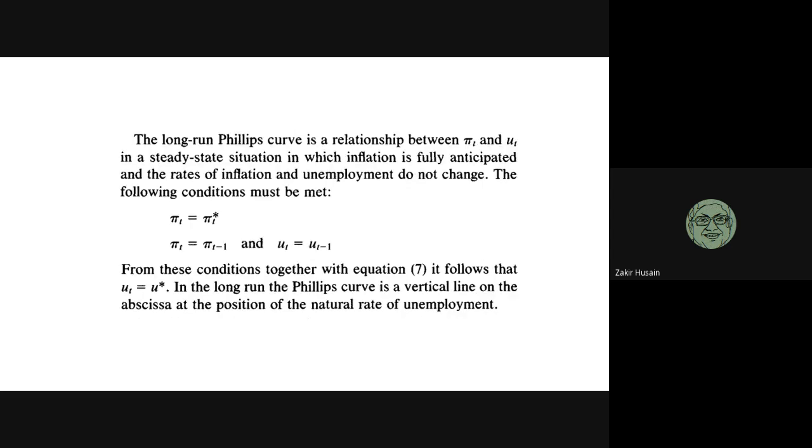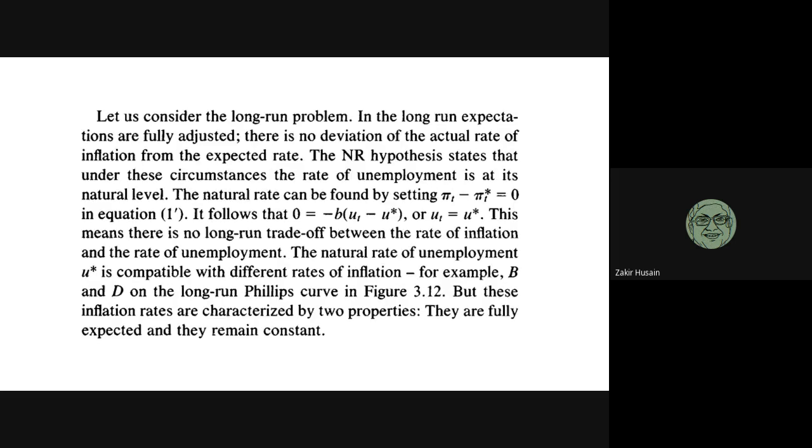So the long run Phillips curve is a relation between pi_t and u_t in a steady state, where inflation is fully anticipated and neither inflation nor unemployment changes. Okay. By the way, did you get these two points? They're fully expected and they remain constant. Why are these two properties satisfied? So that the unemployment rate is compatible with the natural rate.